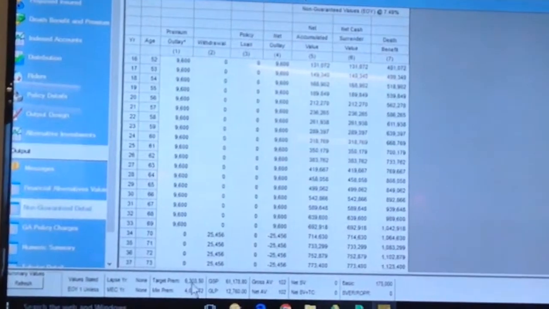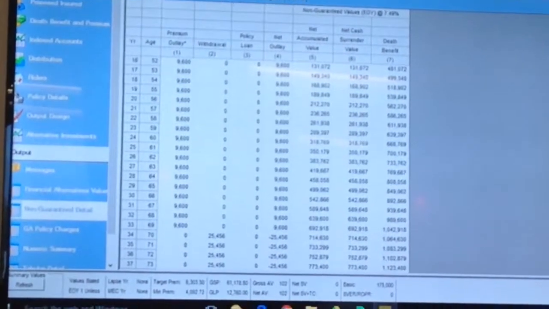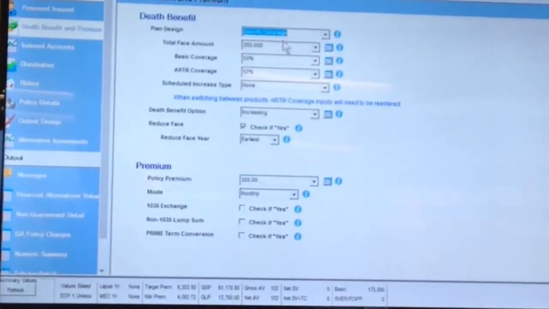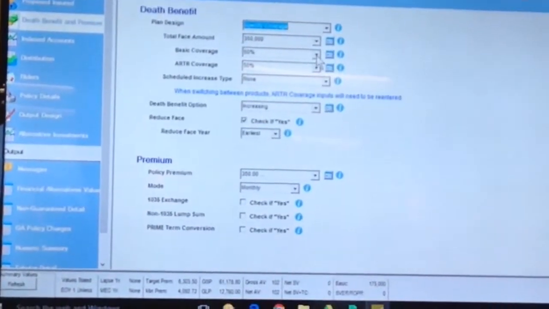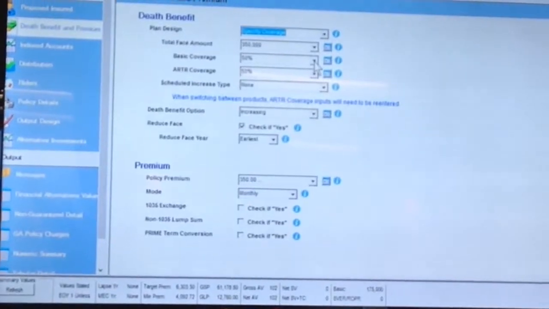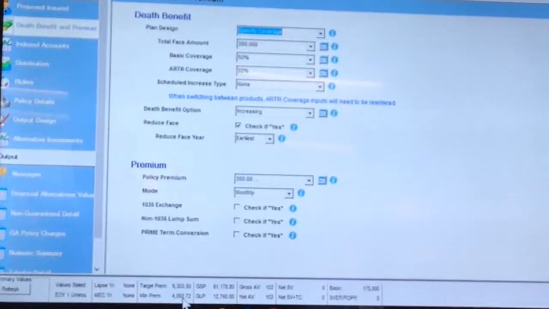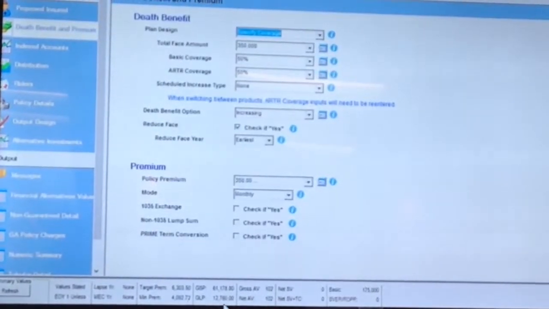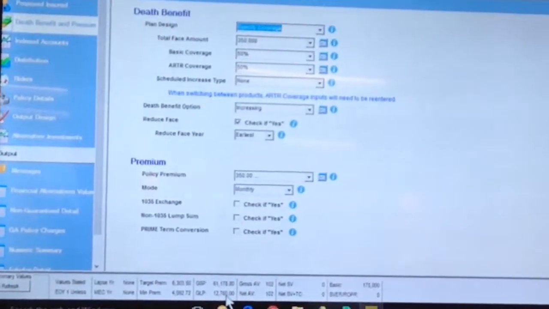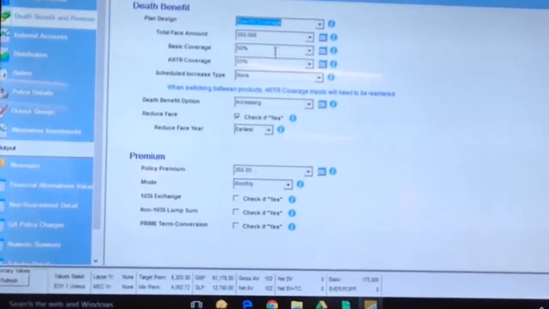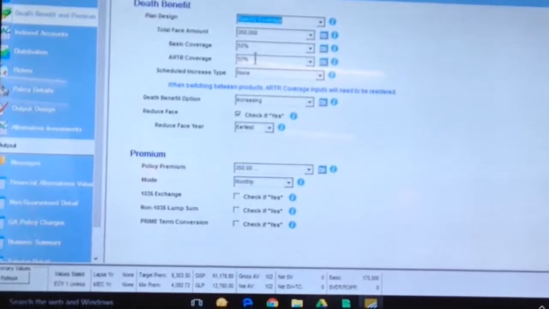And target, minimum, nothing really changes. So let's go and make this base. Now we know what that is, right? Can somebody write down 6,300, 4,100 for minimum, 12,007 for GLP in the interest of time? And this is the max that we can do on an increasing: 50-50.